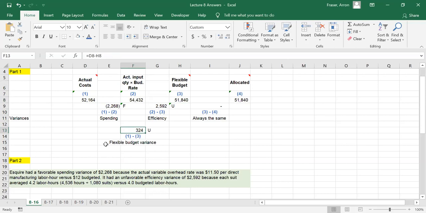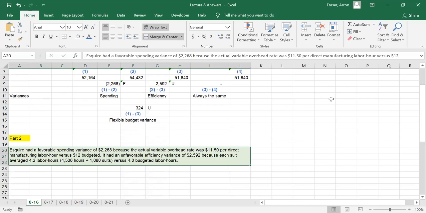Right. Part two has a write-up of what you would actually say, an example of what you would say about these variances. And it says here that the spending variance of $22,168 was because the actual variable overhead rate was $11.50 per direct labor hour versus $12 that you would have budgeted for. And you're saying that the unfavorable efficiency variance of $25.92 was because each suit took an average 4.2 hours versus the 4 hours that you would have budgeted for.